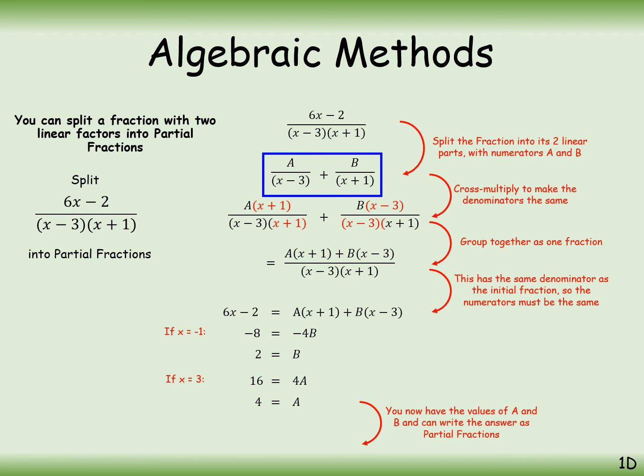So now we could write this fraction as partial fractions. We could say this is the same as 4 over x minus 3 plus 2 over x plus 1.